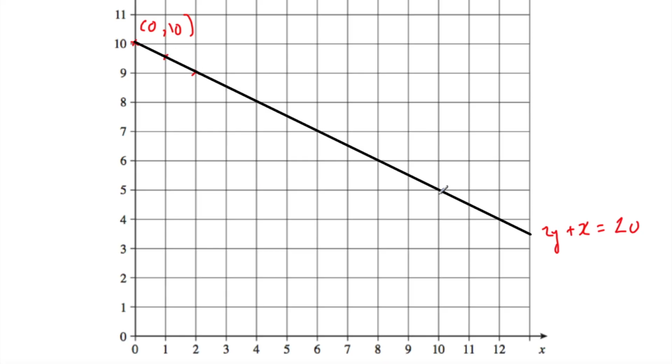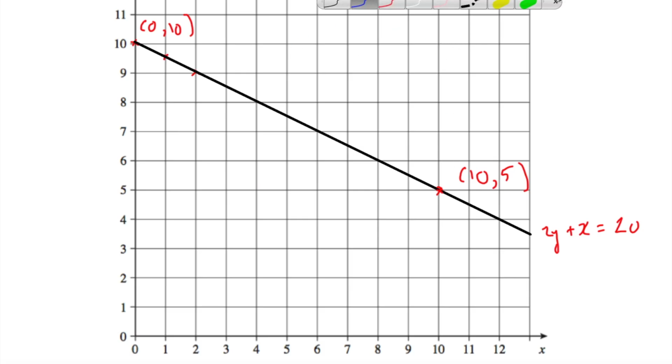I'm actually just going to move over a bit here. I'm going to choose the point here, 10, 5. So this is the point 10, 5. Now, as I said, I could use 1, 9.5 or 2, 9, but I've just chosen the point 10, 5 so that whenever I do this question, you can actually see it a bit more clearly on the video.